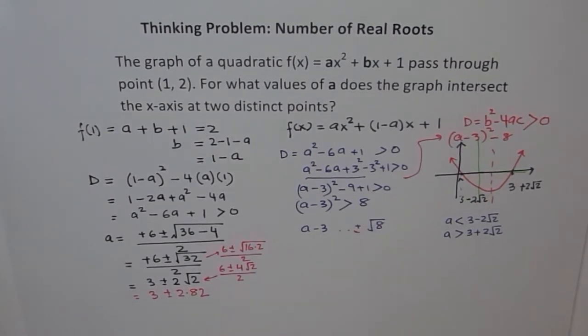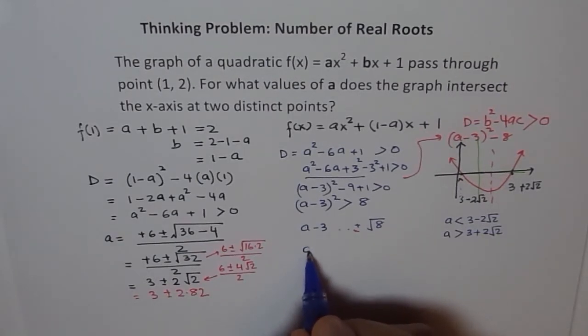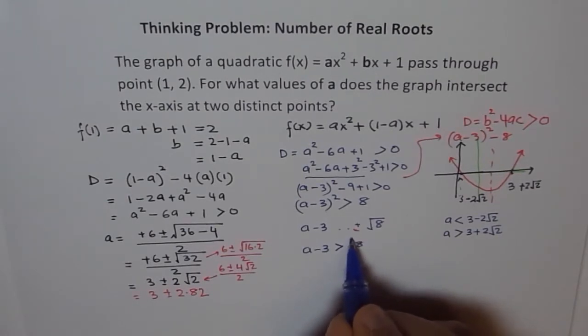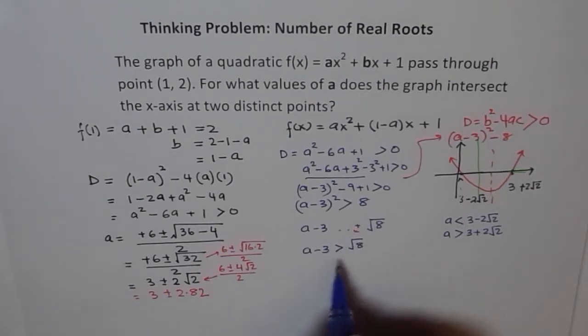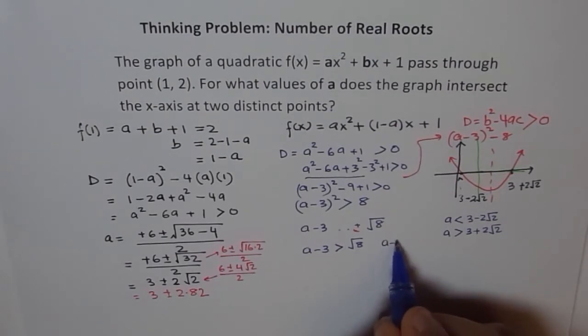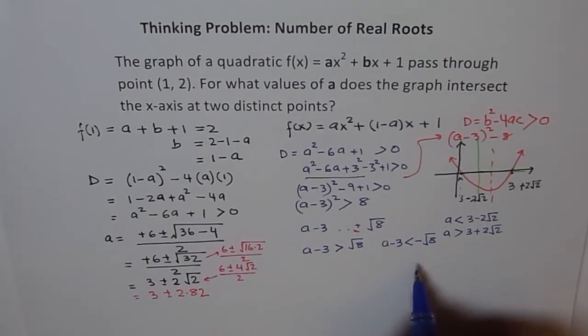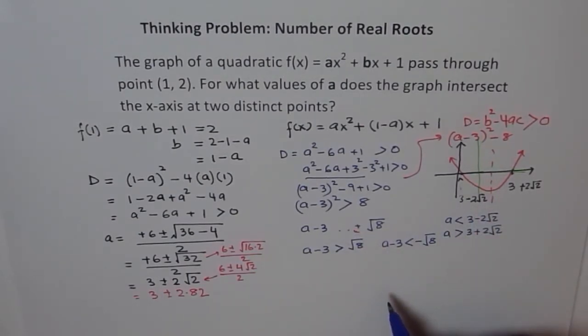So what really happens is, if we use the plus sign, then I have to write my inequality as a minus 3 is greater than square root of 8. But if I use the minus sign, then I have to write a minus 3 is less than minus square root 8. That is what it is. And that is why I was stopping here and giving you so many other explanations. Do you understand? And what is square root 8?